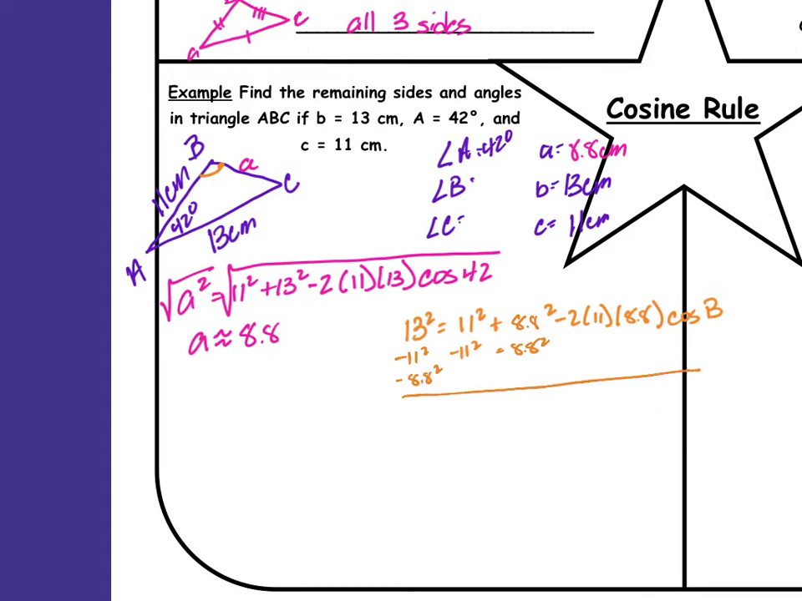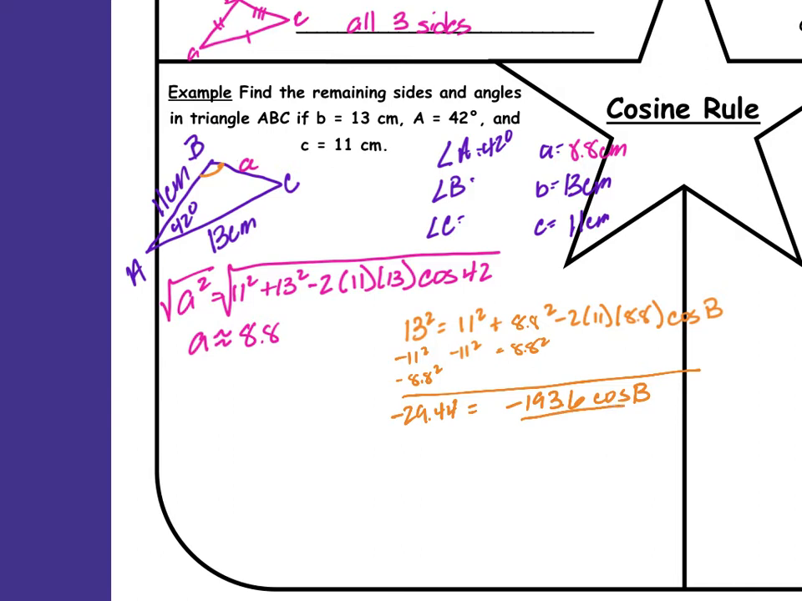So what do I get? 13 squared minus 11 squared minus 8.8 squared is negative 29.44, and that's going to equal 2 times 11 times 8.8, negative 193.6 cosine of B. Okay?